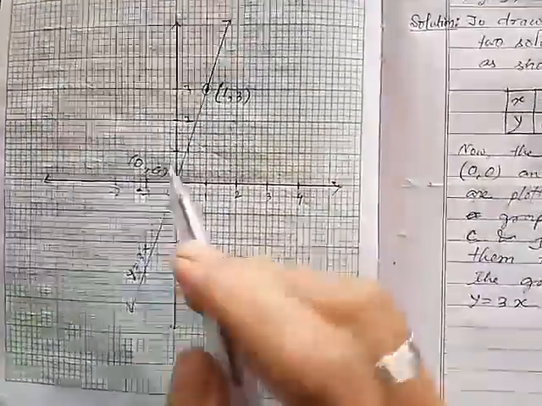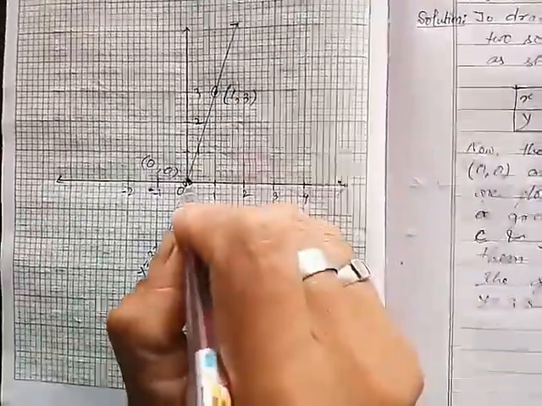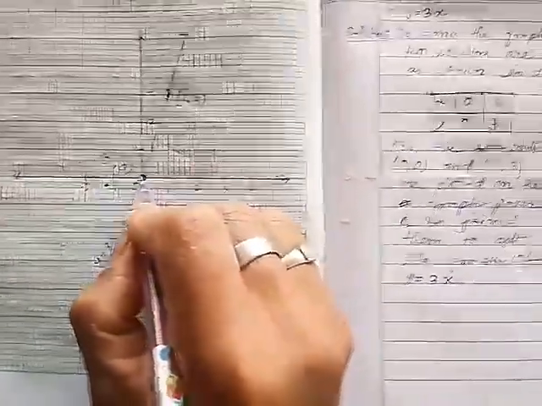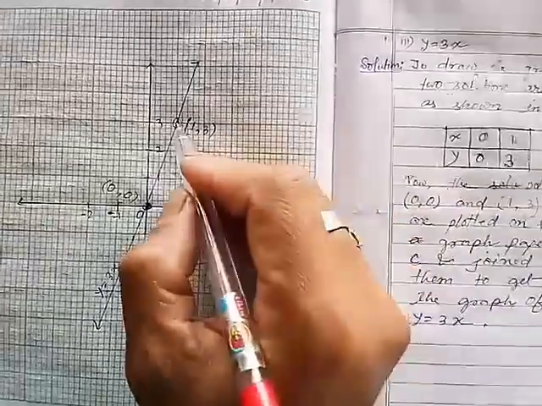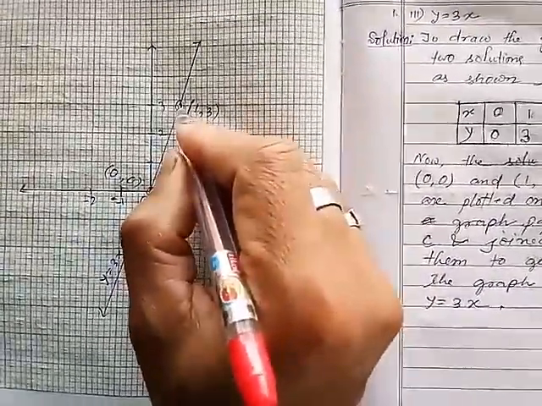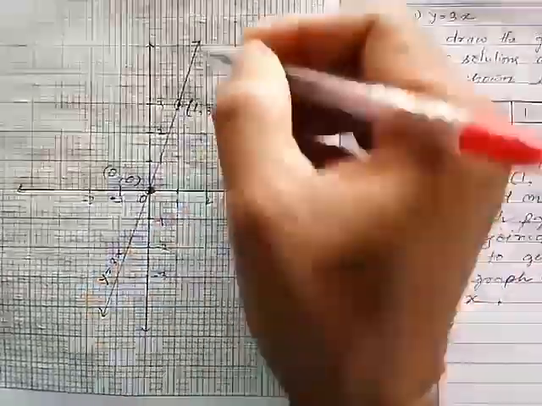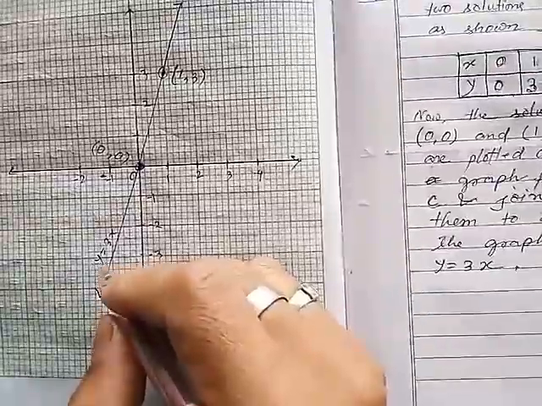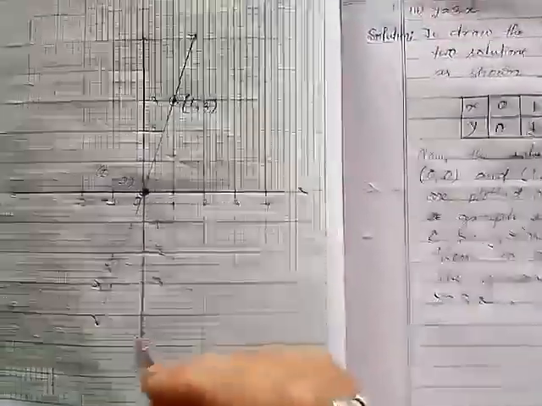And these 2 points are plotted. The first point is 0, 0, x coordinate is 0, y coordinate is 0, so it falls here. And secondly, the second point is 1, 3, x coordinate is 1, y coordinate is 3, so the combination is here, 1, 3 are plotted. And join them. I have joined them with the help of a scale, and then I got the graph. This is the graph of which equation? y is equal to 3x. So its short explanation is given here.